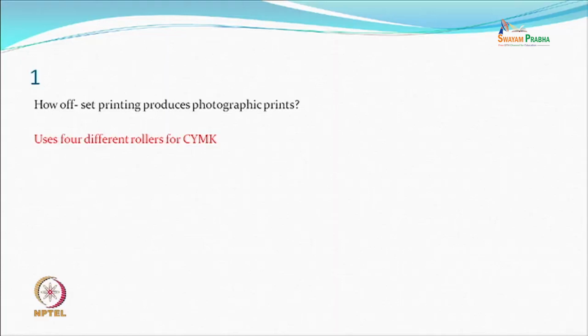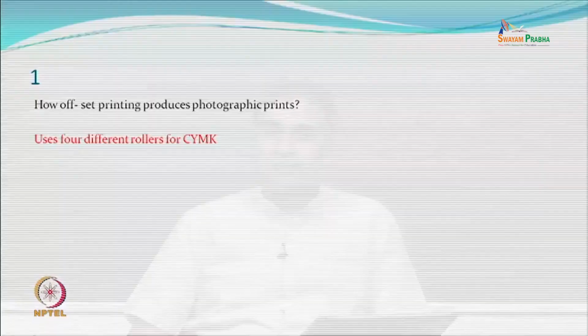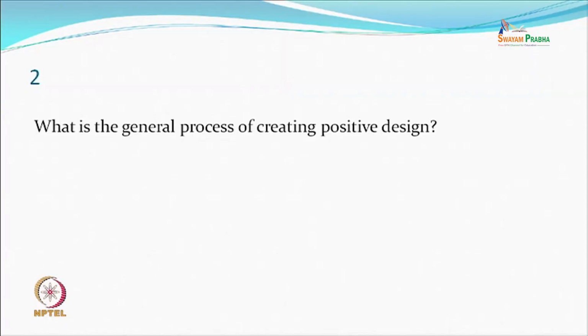So, 4 different rollers for 4 different colors. But basically what you have to do is first segregate. That's the way photographic prints are produced. It could be inkjet, it could be any other method, but you have to do the same thing. So, this was one question.